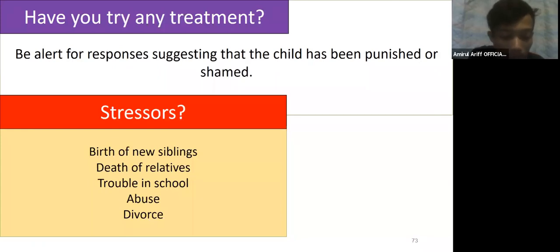Just now we asked regarding the symptoms and history that we look for, the causes that lead to enuresis. We also need to ask the parents whether they have tried any treatment, and if they did try treatment on their own initiative, be alert for responses suggesting that the child has been punished or shamed due to the failure of treatment. And we also need to look for psychological stressors like moving to a new setting, death of a relative, trouble in school, abuse, and also divorce, because psychological stressors can also be an etiology for enuresis. Next.